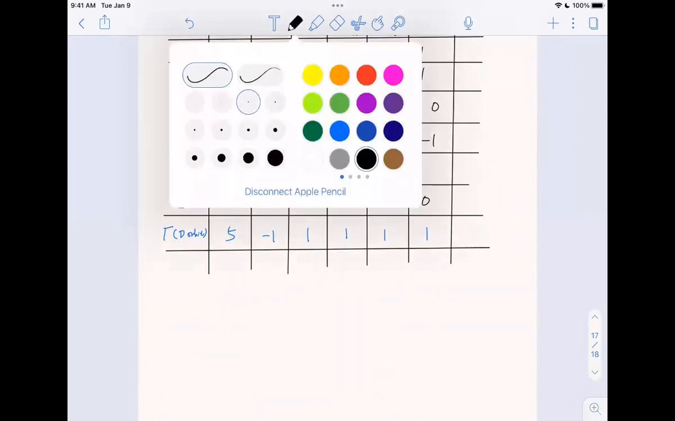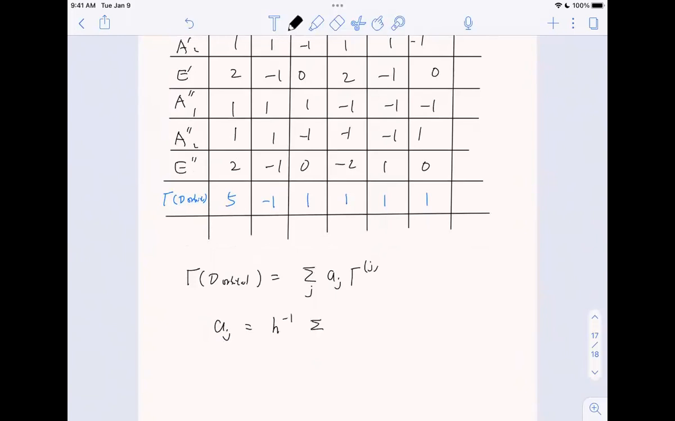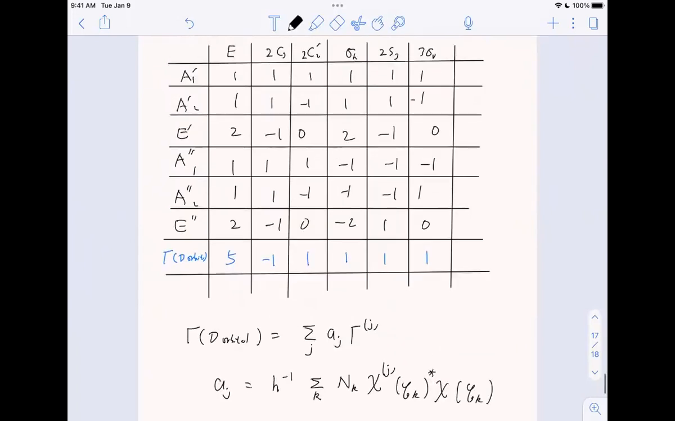Okay, so if this sigma d orbit is a certain linear combination, let's say aj of this j, I mean all of this, then this aj, according to the orthogonality theorem, will be h minus 1 nk. This is the name of the class. Okay, go back and review this formula that we learned before. So this nk is the number of elements in the class. These are the characters. And then this is the number of group elements. Okay, let's do it one by one.